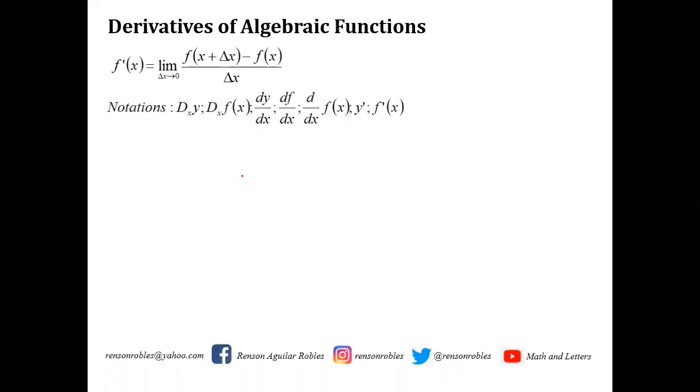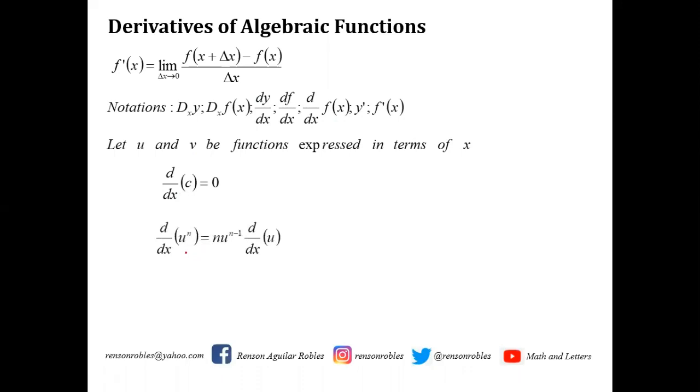If y is written in terms of x, then the following notations are used. Here we shall let u and v be functions expressed in terms of x, and the following are the formulas of differentiation. For the derivative of a constant, that is equal to 0. Then we have the power rule: derivative of u to the n is equal to n u to the n minus 1 du. And then we have the sum rule: derivative of u plus v is equal to the derivative of u plus the derivative of v.